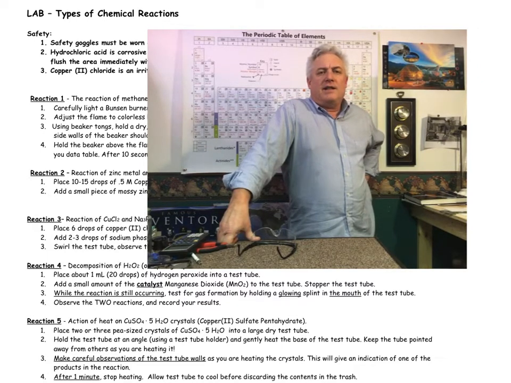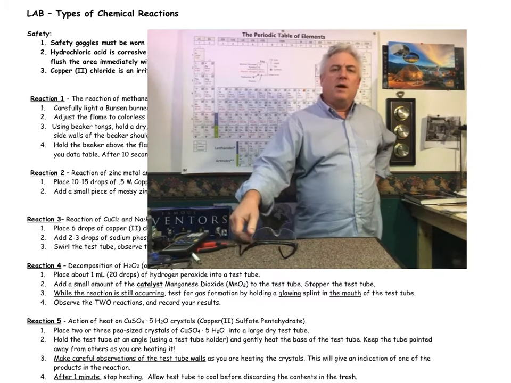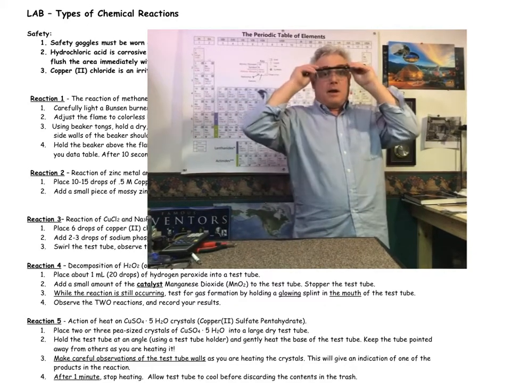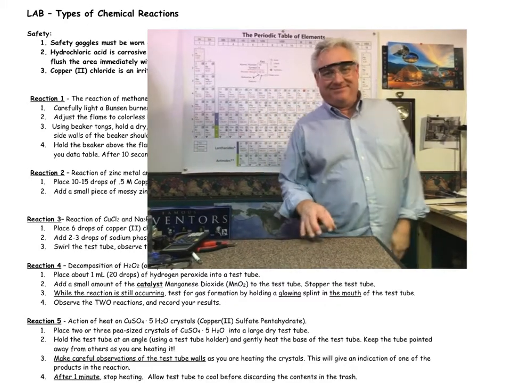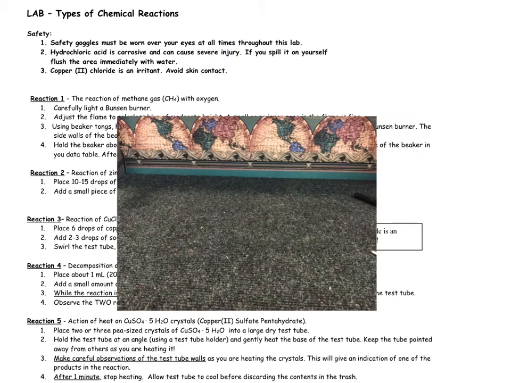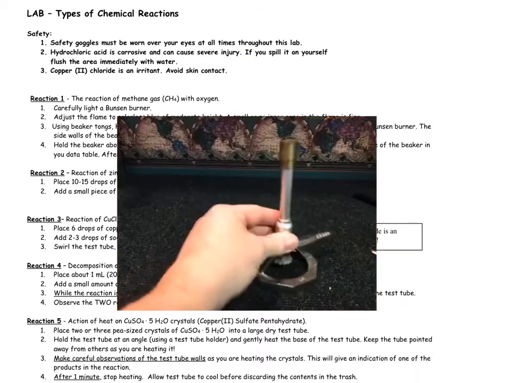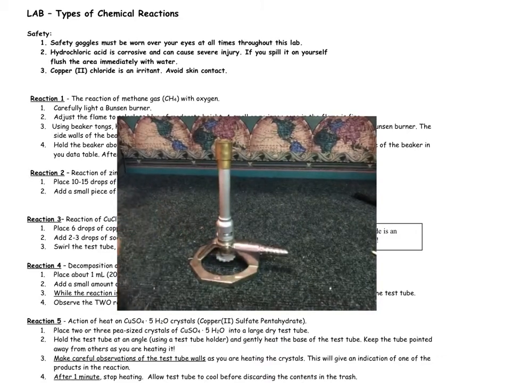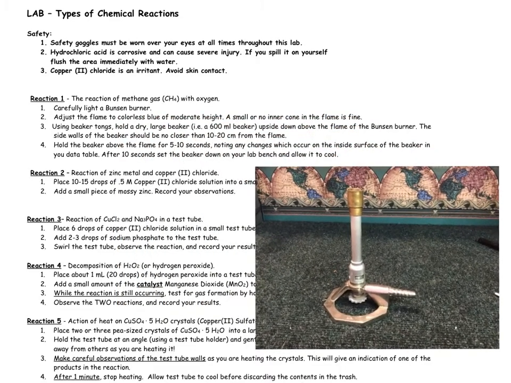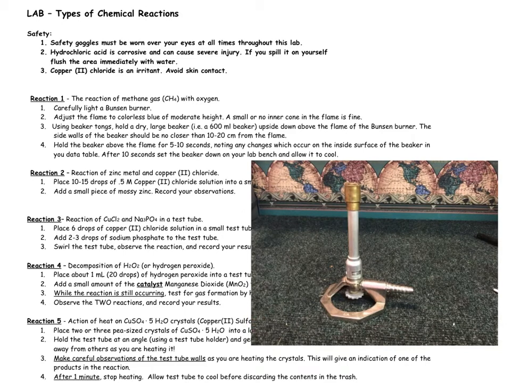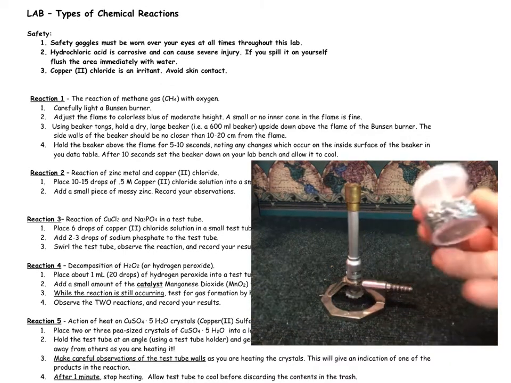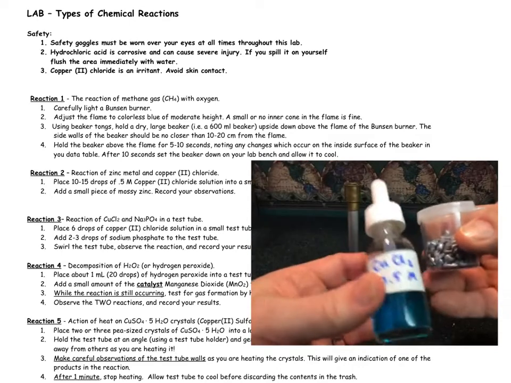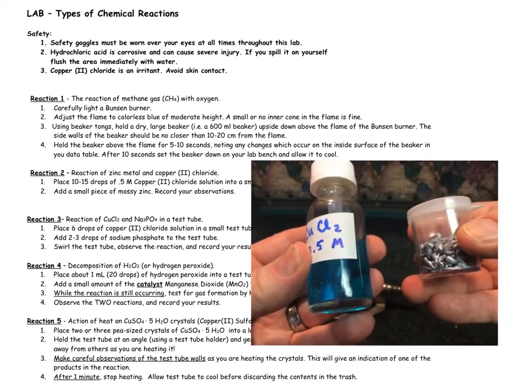All right, let's take a look at the reactions that we're going to do in the lab. First, let's get some goggles on. Reaction number 1 is a reaction of methane gas with oxygen. For that, we're going to use a Bunsen burner. Reaction number 2 is a reaction between zinc metal and copper 2 chloride. Now, zinc metal will look like this, and copper 2 chloride is in a solution.